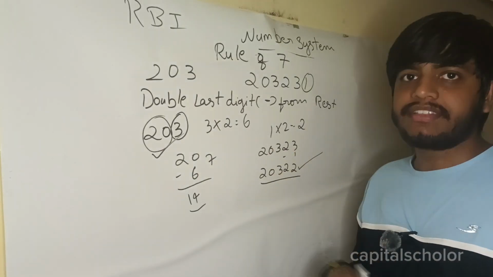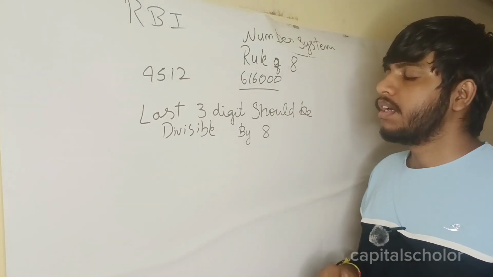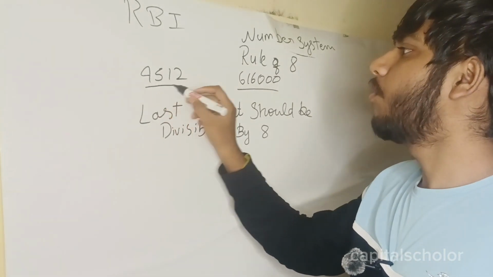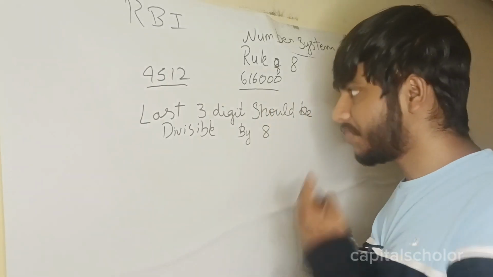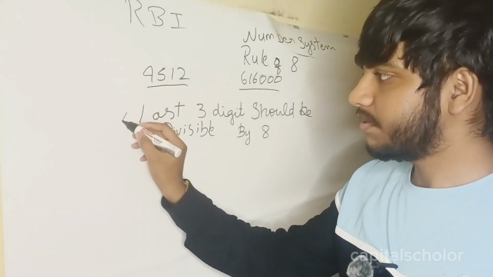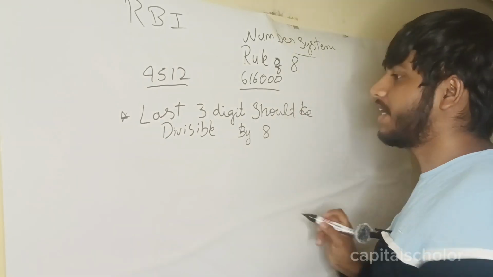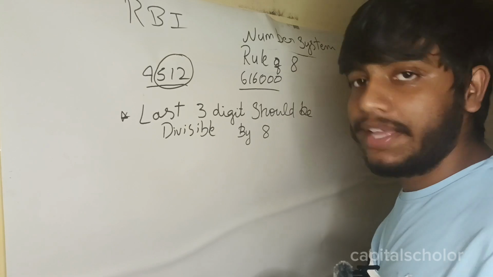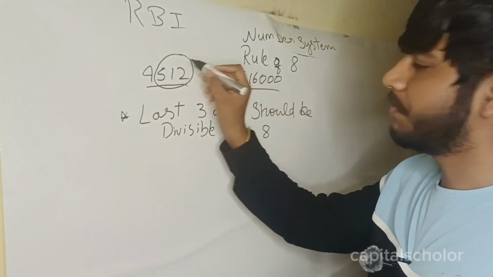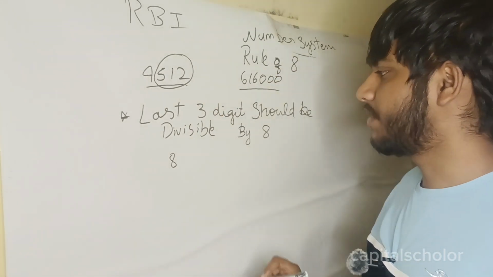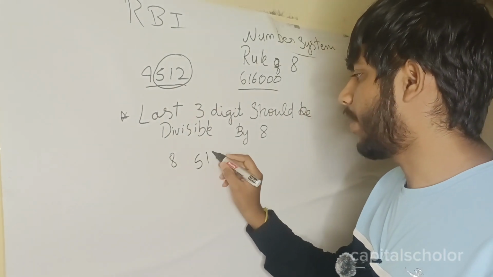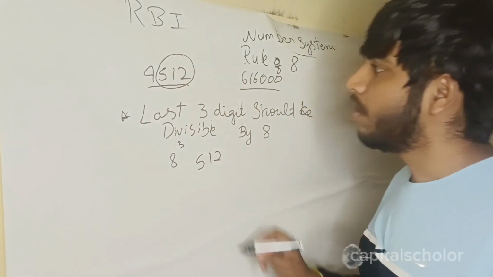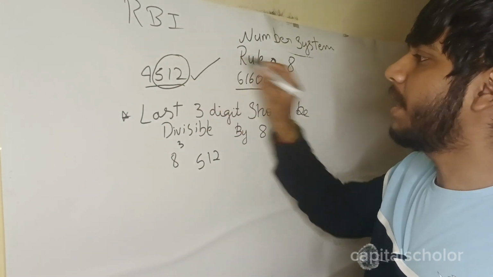Okay, now let's move to the number 8. See the rule of 8. In the rule of 8, we are given numbers, which are 4512 and 616000. Here the rule is that the last 3 digits should be divisible by 8. Let us see the last 3 digits, 512. 8 8s are 64, 64 into 8 is 512. So it's the cube of 8. So I can say hence it is divisible by 8.